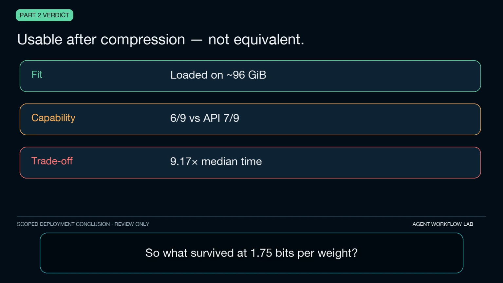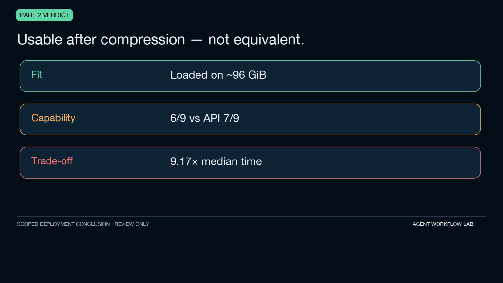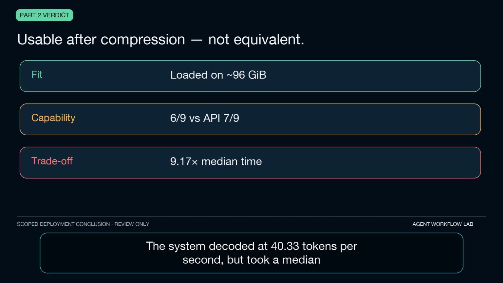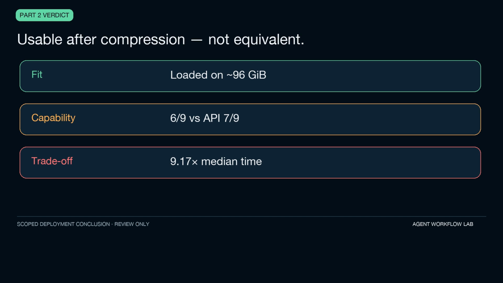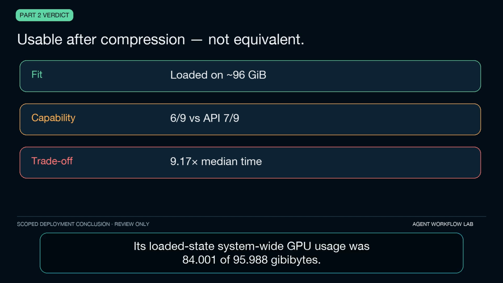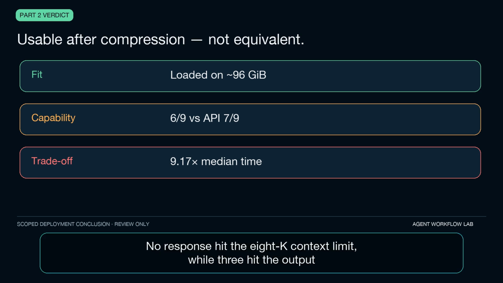So what survived at 1.75 bits per weight? 6 successful agent runs out of 9, including a perfect 3 of 3 on event rollup. The system decoded at 40.33 tokens per second, but took a median 144.96 seconds to finish a run. Its loaded state system-wide GPU usage was 84.01 of 95.988 GB. No response hit the 8K context limit, while 3 hit the output limit.